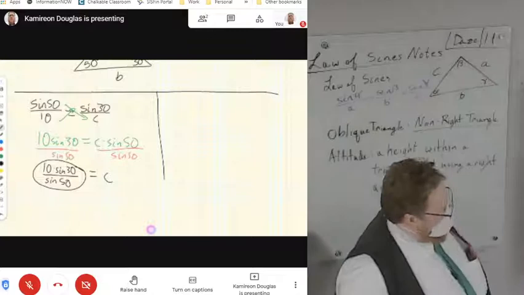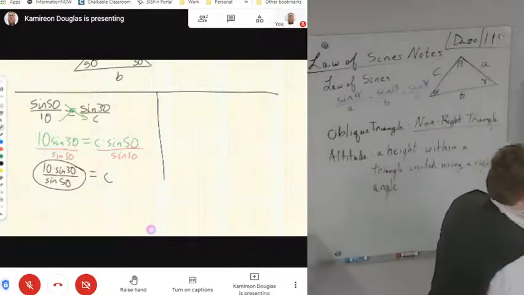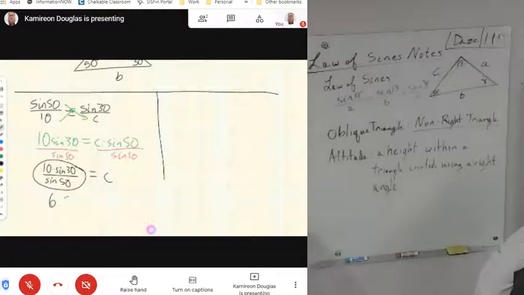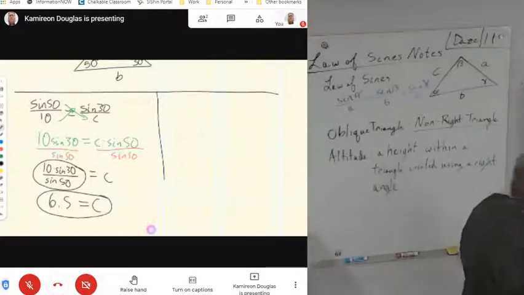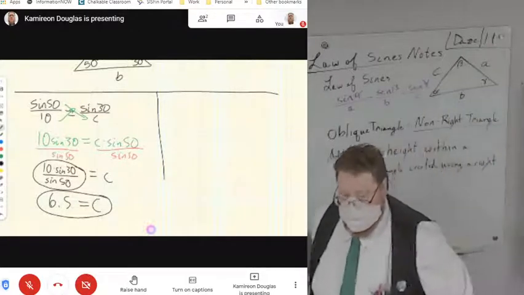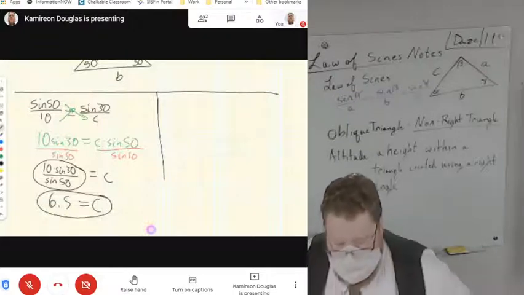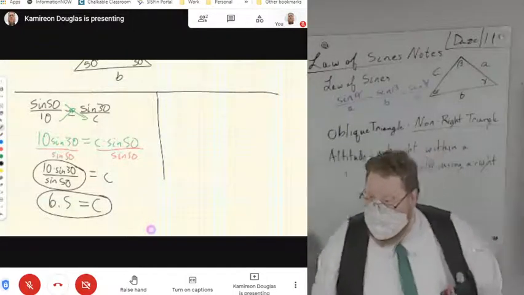We have 10 sine 30 over sine 50. We plug it into a calculator. Choose one decimal place, please. 6.5. Double check that, please. I'm not on a calculator. Does it round to 6.5? If it does, that's the correct solution. We want it to round correctly. Oh, you got 12.9. Your calculator is doing some wonky stuff today. I could type something wrong. Make sure you close your parentheses and all that stuff too.